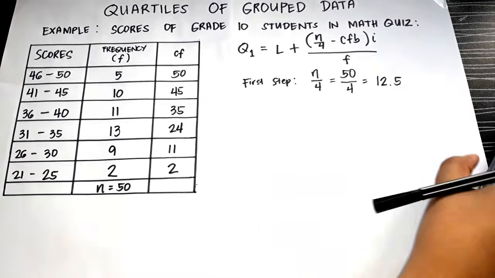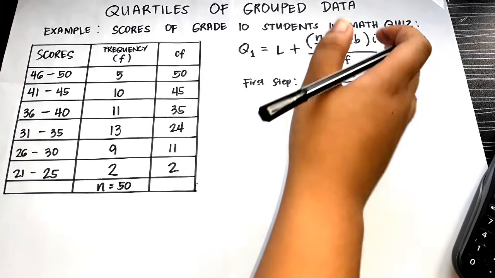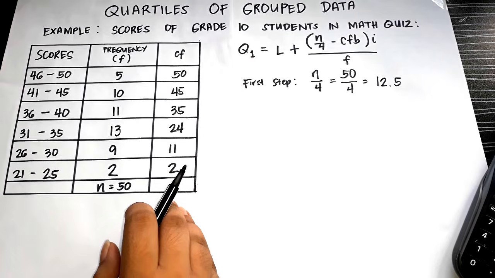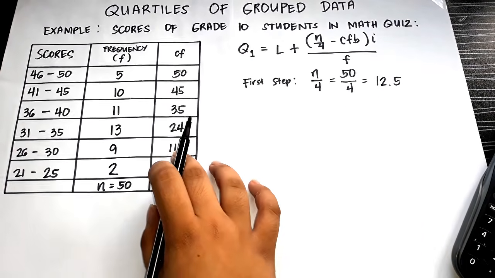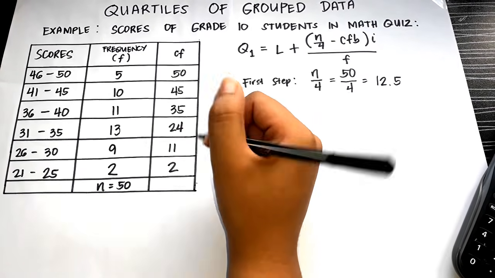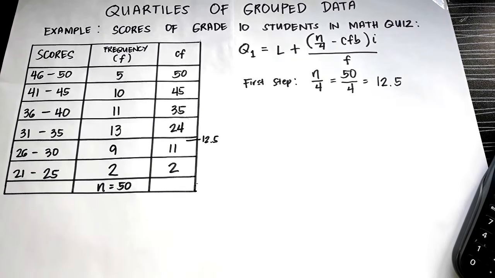Now, what are we going to do with 12.5? We are now going to locate 12.5 in our cumulative frequencies. Now, 12.5 is somewhere in between 11 and 24. Nandito po si 12.5. Now, ano ibig sabihin nun?